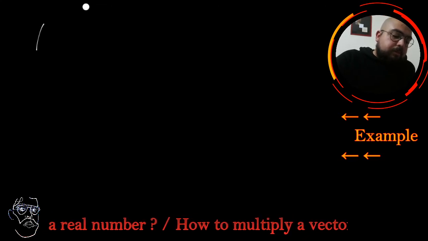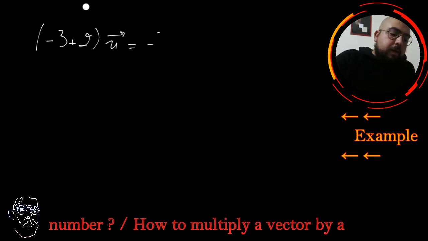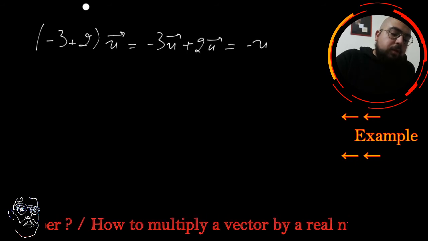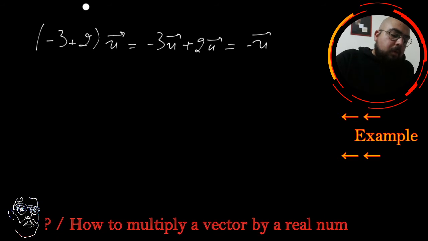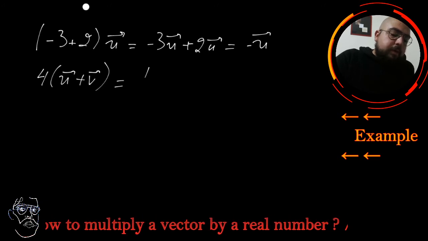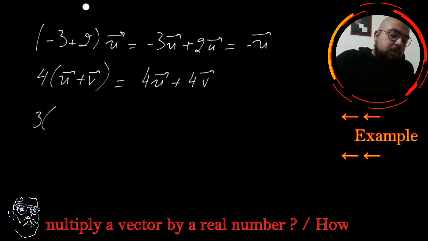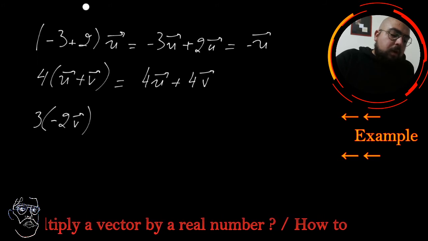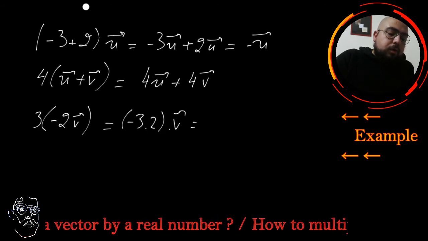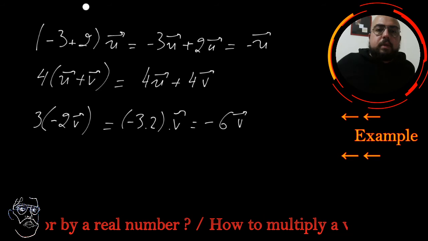So let's say we had (-3 plus 2) times u. You can say it's -3u plus 2u, which is equal to, of course, -u. In case you had 4 times (u plus v), you can write it down as 4u plus 4v. And what if you had 3 times (-2v)? You can say it's -3 times 2 times v, which is, of course, equal to -6v. So these are the examples which are related to the properties in this case.